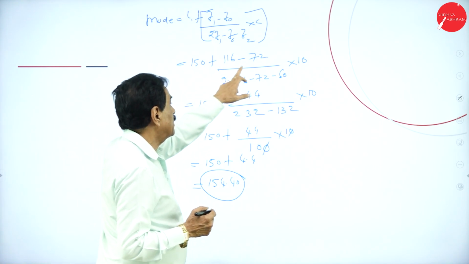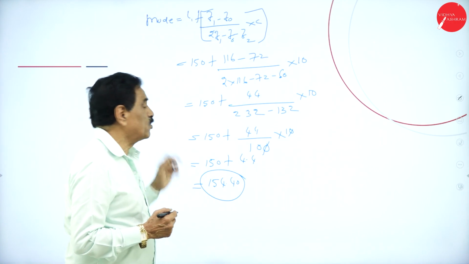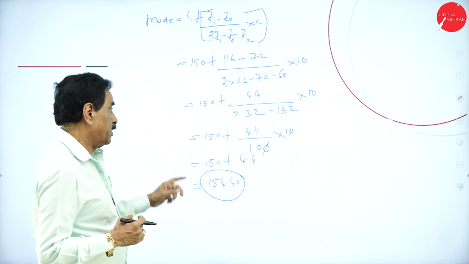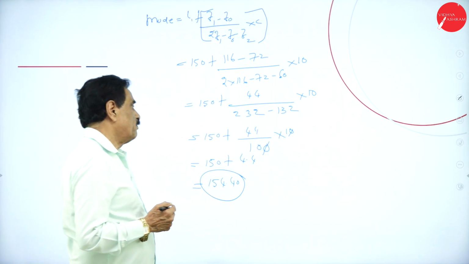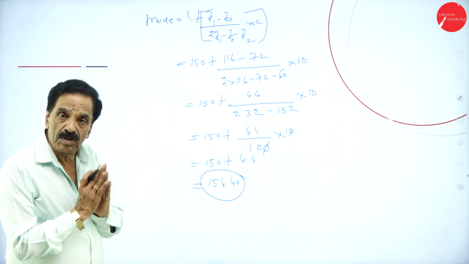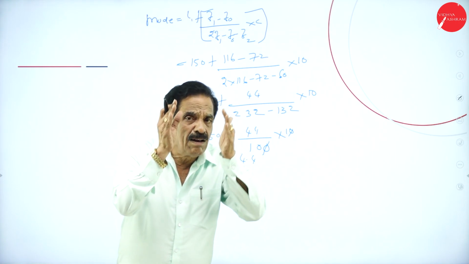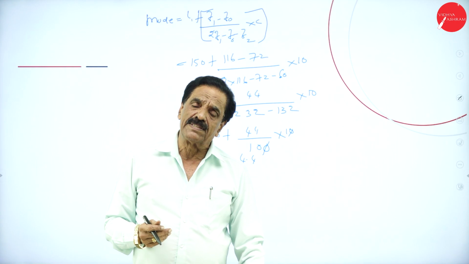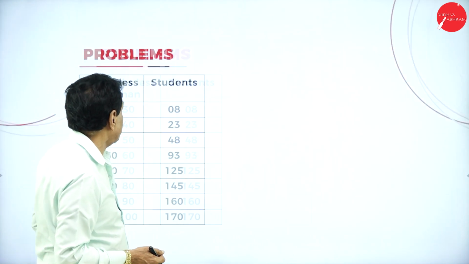Simplify this. 116 minus 72 is 44. 116 into 2 is 232. 132 into 10. If you deduct, it becomes 100 into 10. Cancel 0. 44 divided by 10 is 4.4. It comes to 154.4. If the frequencies given are all adding up, it's a cumulative frequency, then you have to convert it to a frequency. In the next problem, I can explain. We'll go to the next problem.